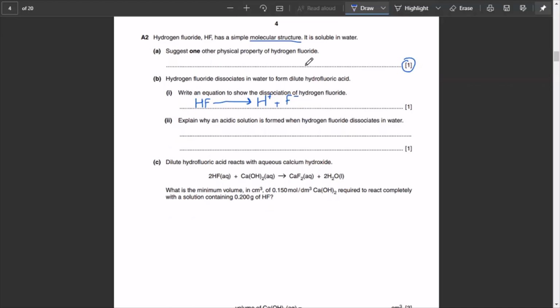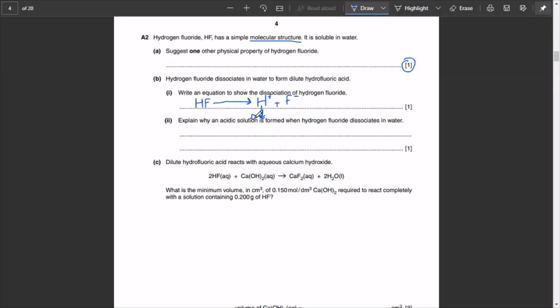Explain why an acidic solution is formed when hydrogen fluoride dissociates in water. As we can see over here, hydrogen ions are present. Hydrogen ion is the reason for the acidic solution.